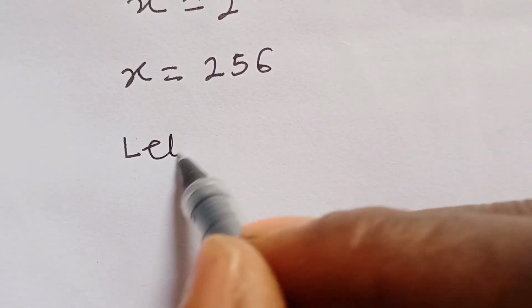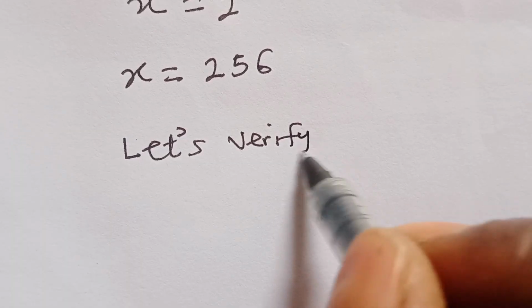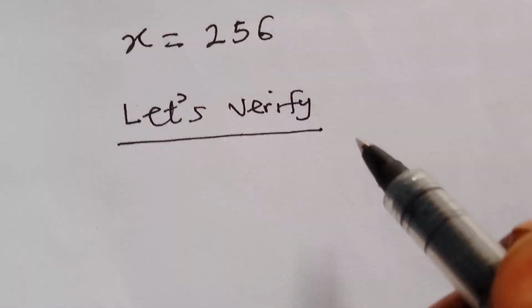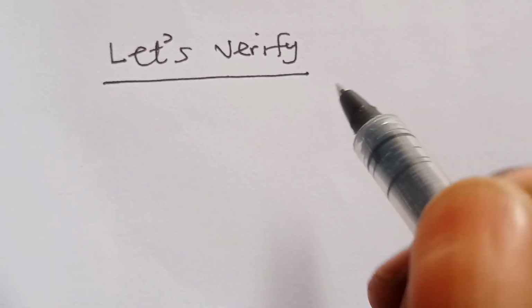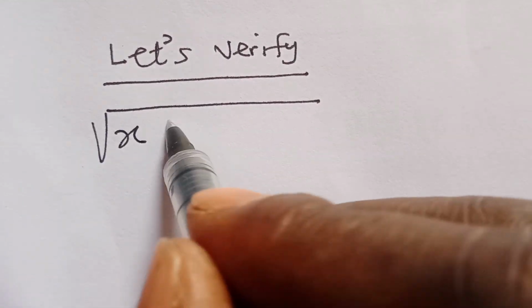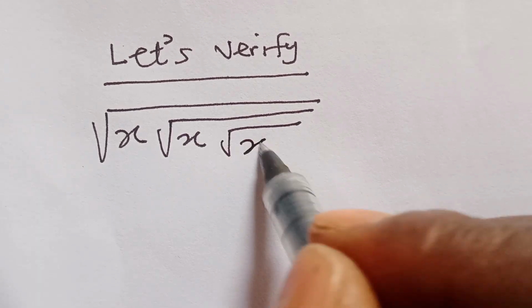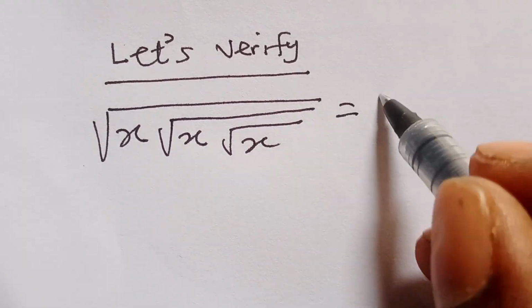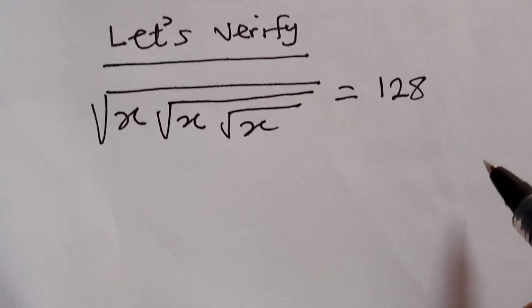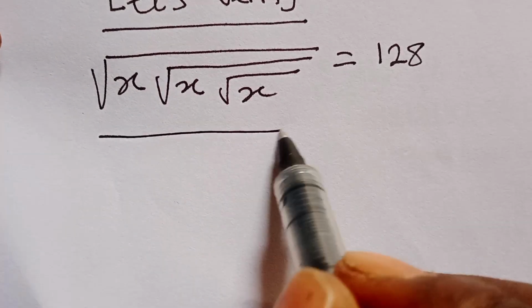Because once we have the same power, according to the law of indices, we can simply cancel out the power and equate the base. That's why I have x equal to 256. Now, let's verify our answer. If our answer is correct, square root of x inside square root of x inside square root of x, everything should equal 128. So from here, let's substitute for the value of x.